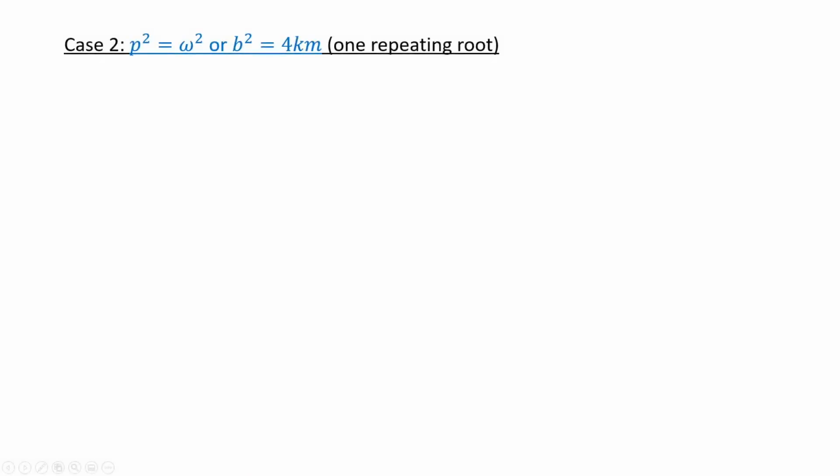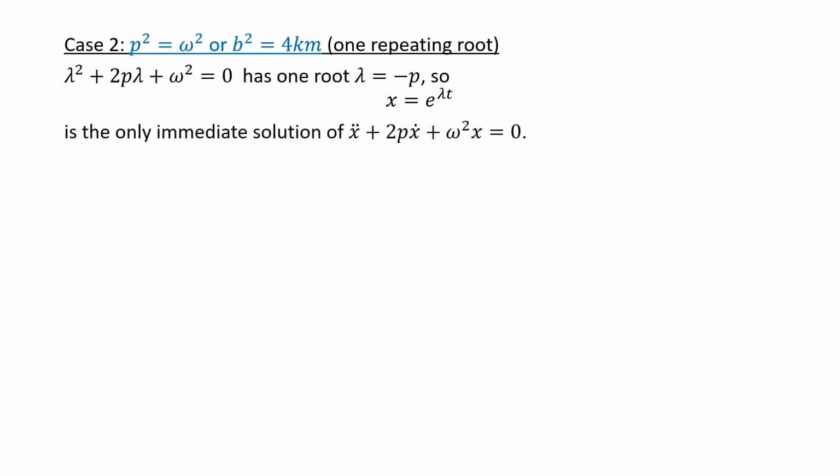Now for the second case, let's look at what happens when that square root term falls away. If p squared is equal to omega squared, or equivalently b squared is equal to 4km, in this case I only have that one root, lambda equal to minus p. So e to the lambda t with lambda equal to minus p is the only immediate solution that I have. So what am I supposed to do now?